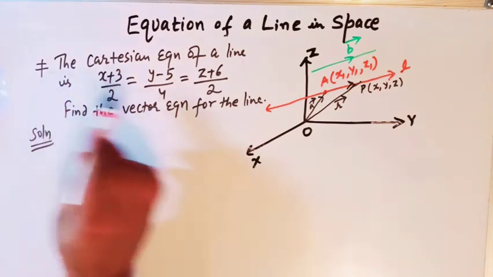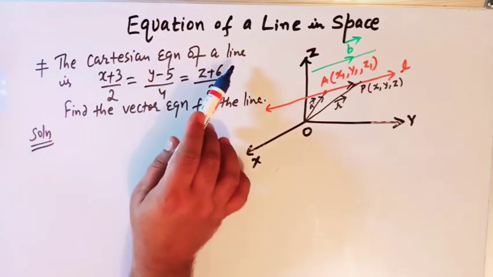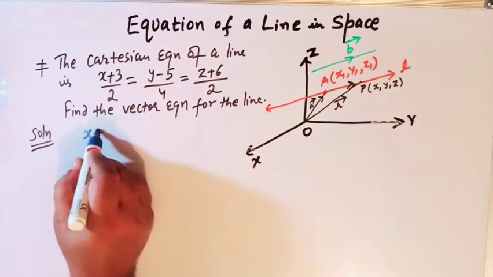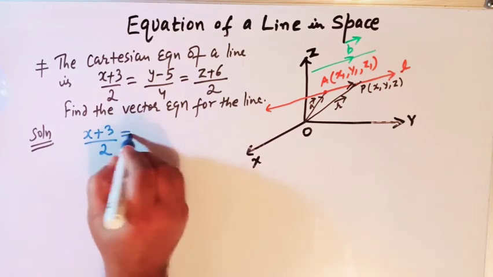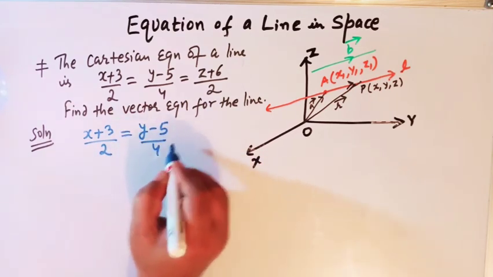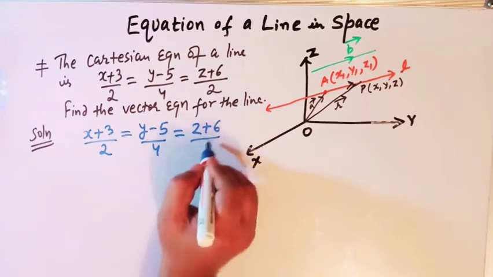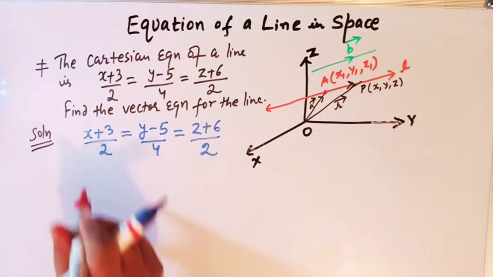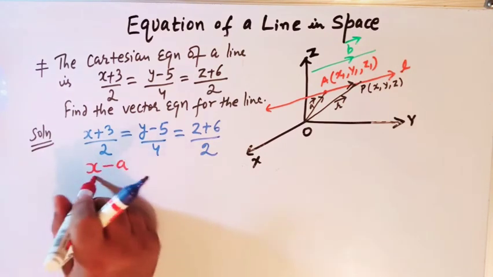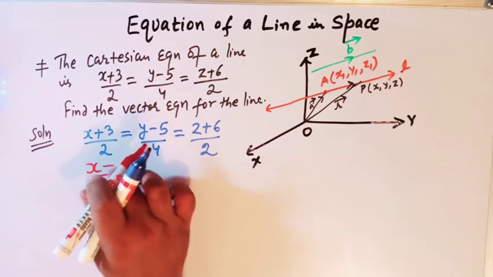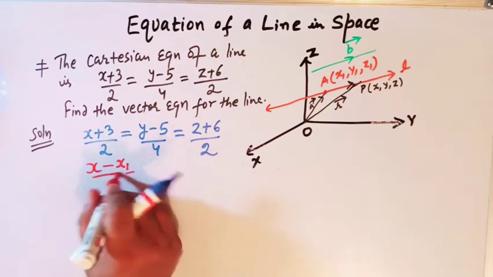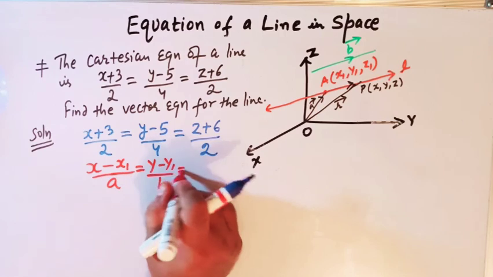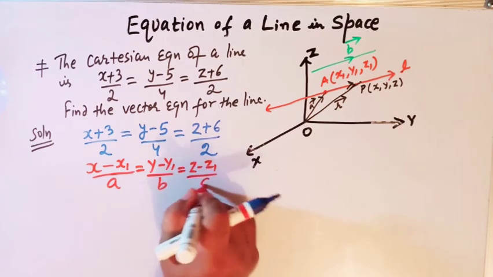Now viewers, let us take this problem. The Cartesian equation of a line is given by this equation. So this equation is (x plus 3) by 2, we have (y minus 5) by 4 and then (z plus 6) by 2. Now if we compare this equation with the standard form, that is (x minus x1) divided by a, (y minus y1) by b, and (z minus z1) by c. Clear?